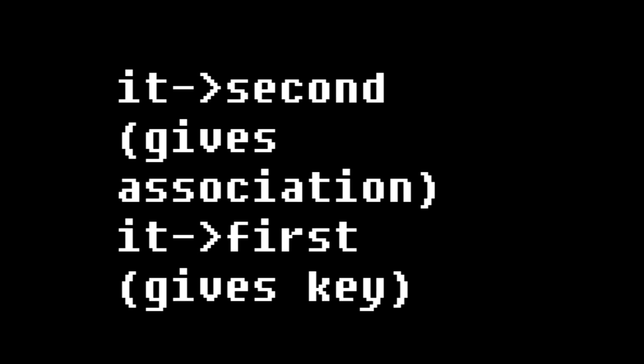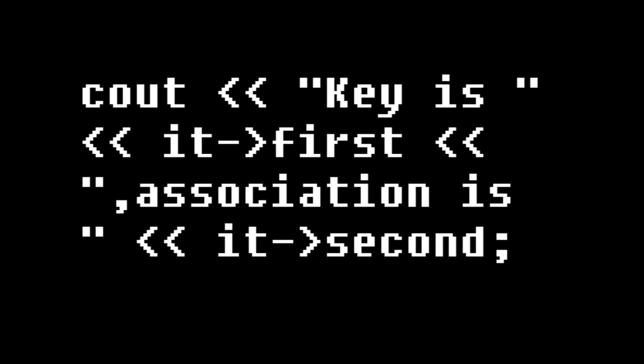When you want to print out a map to a console, for example, you would have to use an iterator. And if you want to get to both parts, let's call our iterator it. That's simple. If you want to get to your key, you would use it, and then the arrow operator: it arrow first is your key. It arrow second would get you your association. So cout, key is it arrow first, comma, association is it arrow second. And that's how you can get both your sections.